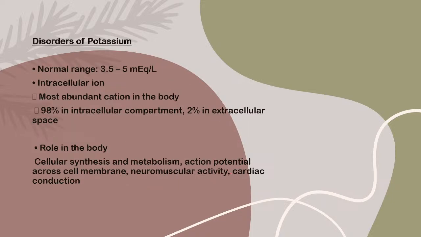And then we will talk about potassium, one of the most important electrolytes of intracellular fluid. The normal range is 3.5 to 5. In some books it is written as 5.1, in some 5.2, so we can consider any. It is the most abundant intracellular cation in the body. 98% is present in the intracellular compartment and only 2% is present in the extracellular.